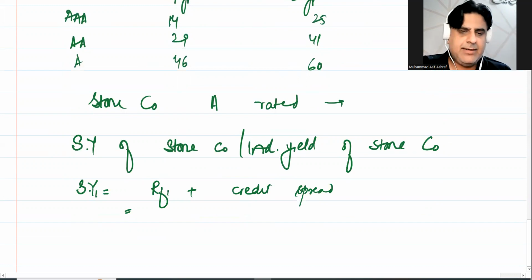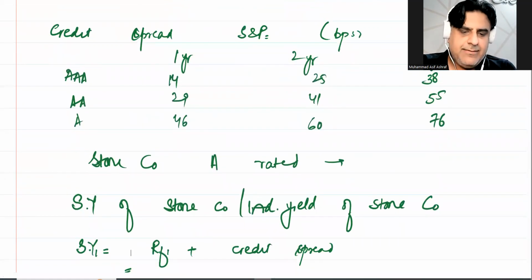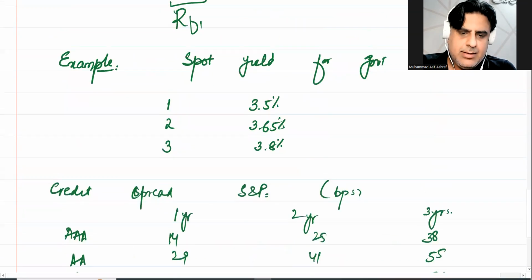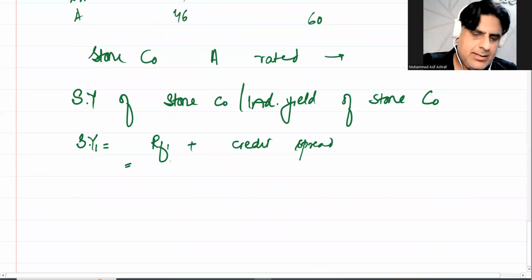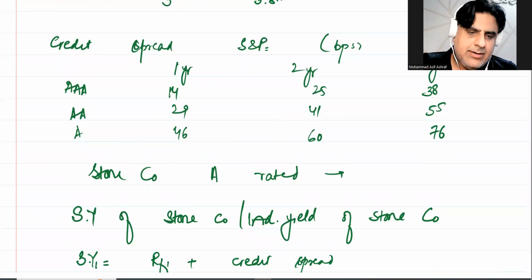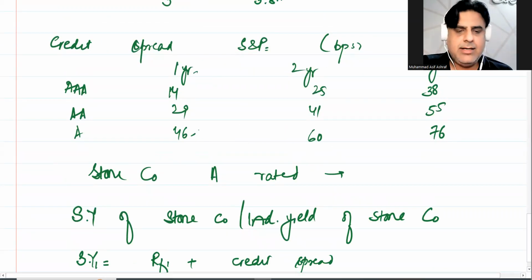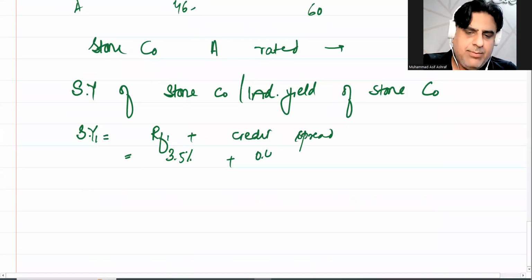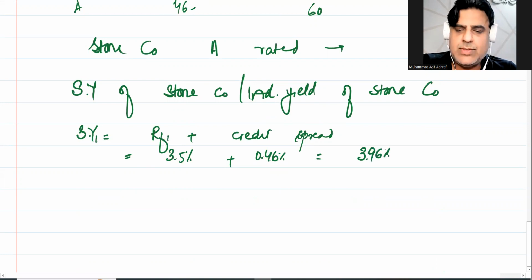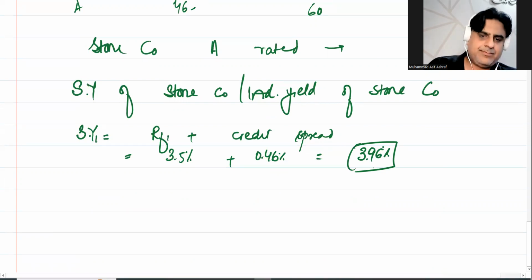What is the RF1? 1 year RF. What is 1 year RF? RF of first year is 1 year bond is 3.5%. Stone Co credit rating is A. 1 year A, it is 46 BPS. So add 0.46%. So spot yield of Stone Co's year 1 bond is 3.96.